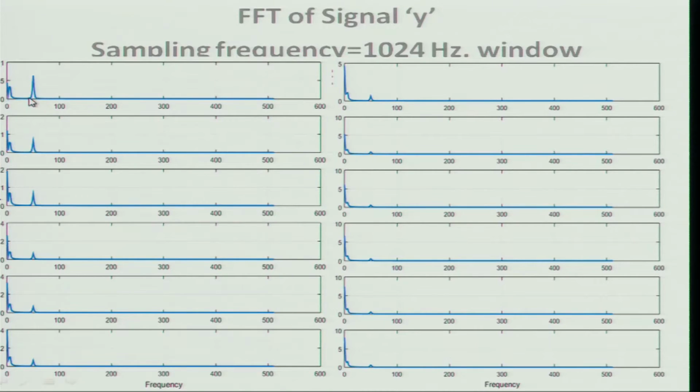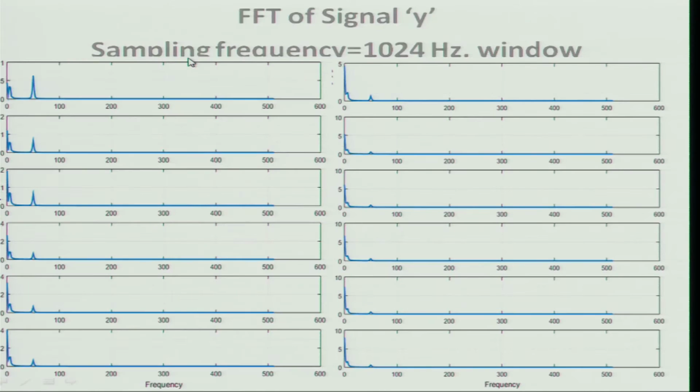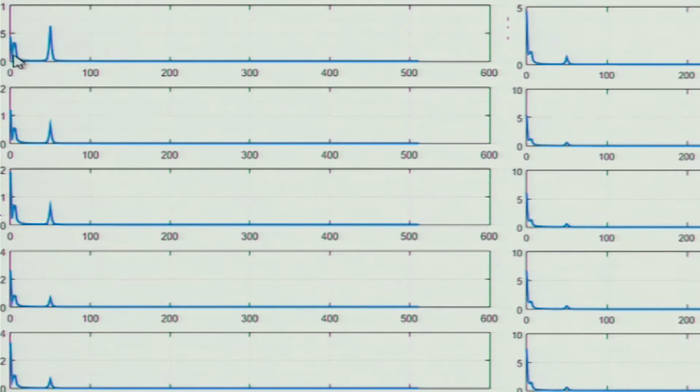And what you see here is a peak at 50 hertz, which was indeed the case because there is a 50 hertz frequency. And then you also see another small peak at maybe 2 hertz. Had we plotted this on the log scale, this would have been clear. So this is at 2 hertz, because there is another frequency at 5 hertz. So this is 5 hertz.